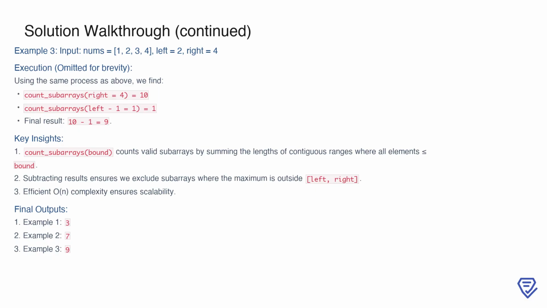To summarize, the key insight is that the helper function count_subarrays efficiently counts valid subarrays by summing the lengths of contiguous ranges where all elements are less than or equal to bound. By subtracting results for different bounds, we exclude subarrays where the maximum is outside the specified range. This method runs in O(n) time, making it scalable for large inputs. The final outputs are 3 for example 1, 7 for example 2, and 9 for example 3.